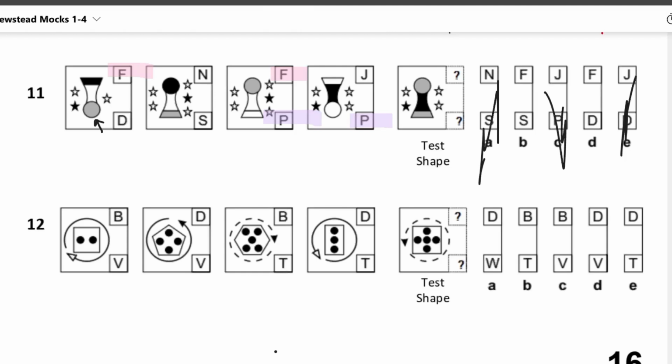P and P, I'm going to say, corresponds with this white bit at the bottom. This is white, this is also white. Therefore, if the bottom is grey, we're going to have S, which is going to look like B.